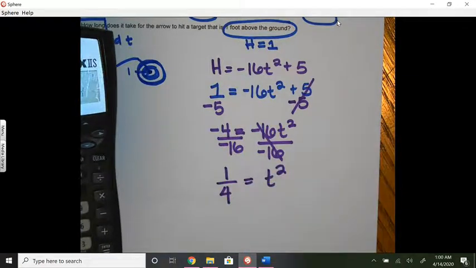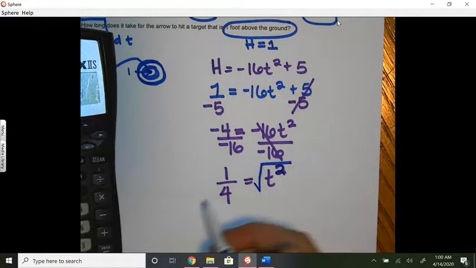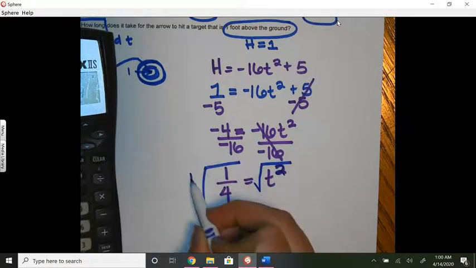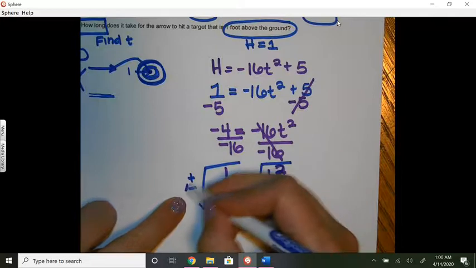And then we learn when this is all by itself that we can square root both sides. Whenever we do that, we need a plus or minus. But because t is the time, we don't need the negative. We can't have negative time.